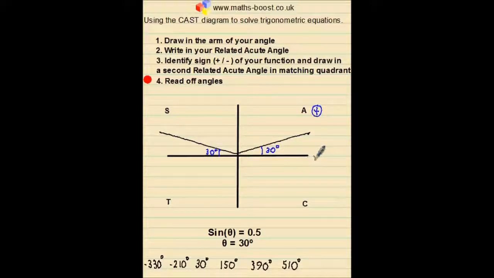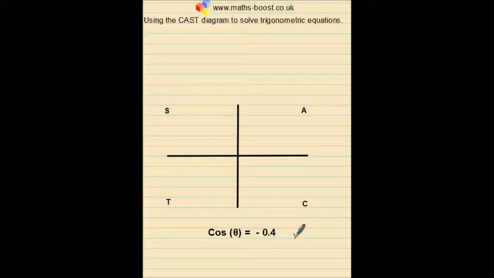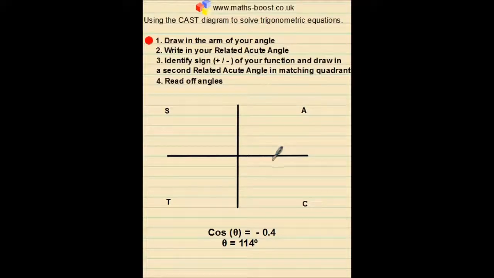Here's another. Cos theta equals minus 0.4. So we'll use our calculator to find at least one potential solution. And in this case, theta equals 114 degrees to the nearest degree. Just as before, we draw in the arm of our angle, 114 degrees. We write in our related acute angle from the nearest x-axis.